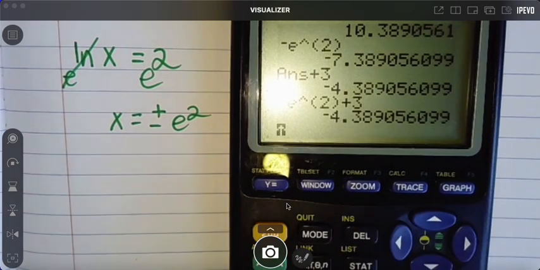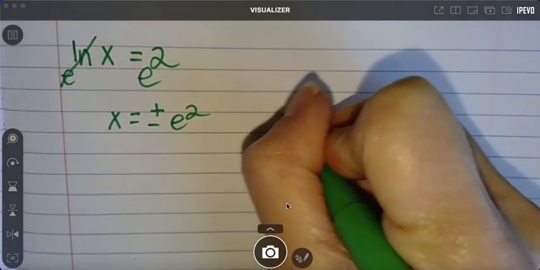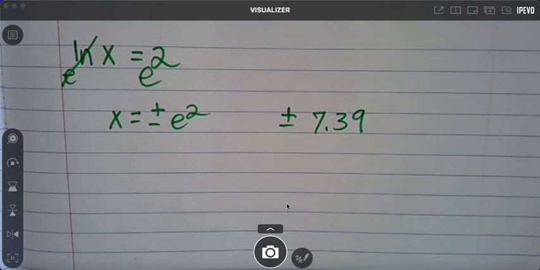I would just type in e squared. Your answer would be a positive and a negative. Yes, 7.39. So you could write it like that. Your positive e squared and your negative e squared. And it's just on your calculator. Make sure you get those. Okay?